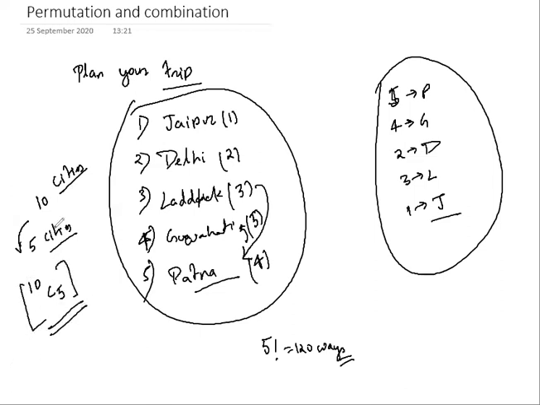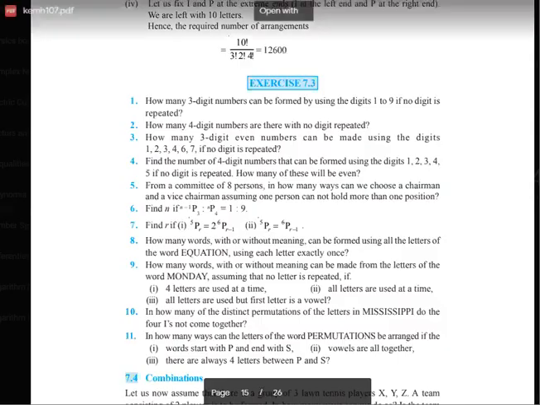But if I have to make a plan of these 5 cities, I have to make a trip plan, then it will be 10P5. So you should always understand the difference between just selection and arrangement. Got it? So let's see some examples. I hope all of you understood the basics of combination.